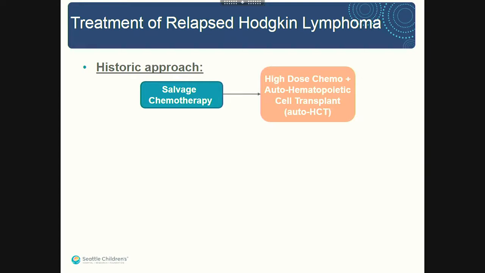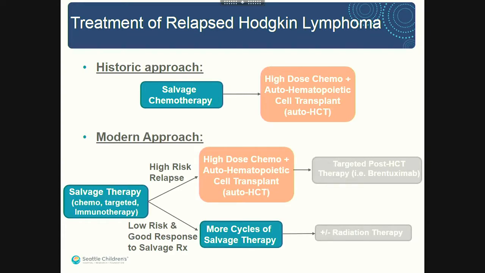Okay, and then just a brief word on relapsed Hodgkin's lymphoma. So historically, we have always thought about trying to get these patients back into remission and then getting them to an auto stem cell transplant so that we can give really high doses of chemotherapy to try to eradicate any residual lymphoma, and then you're rescuing them with their own stem cells so that they have bone marrow function after this high-dose chemo. But as we de-escalate our upfront therapy, we're starting to think about relapse a little bit differently.